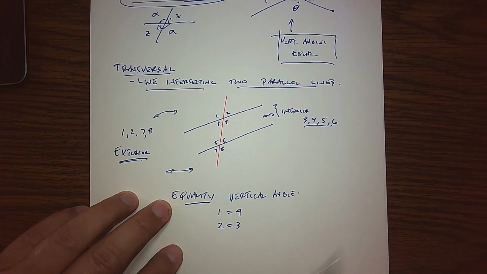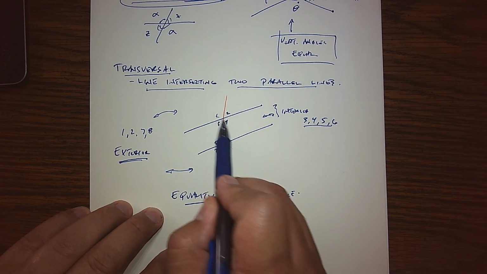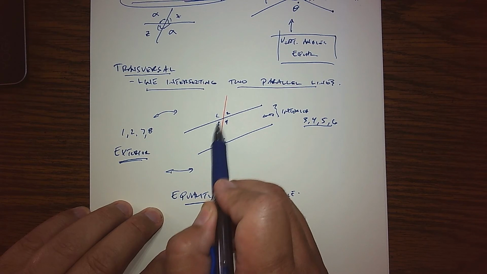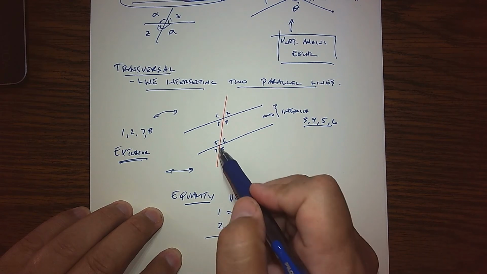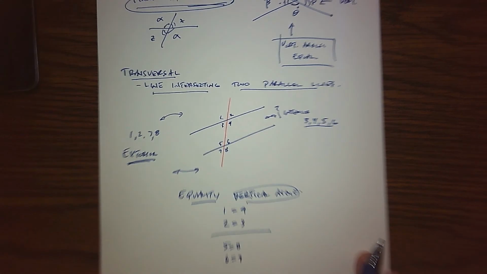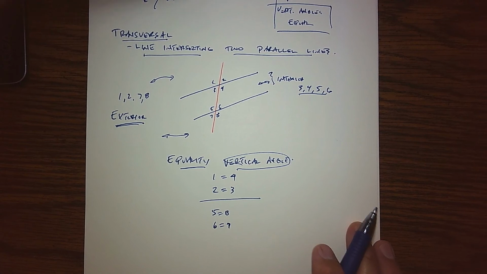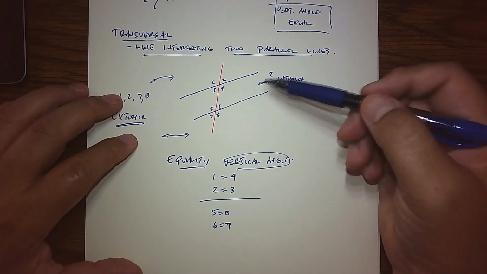Oops, I realize I'm off the page there. I'm sorry. Because of the vertical angle situation here, angle 1 is equal to angle 4, angle 2 is equal to angle 3. And then for the other one, let me draw a line there. For this other set of vertical angles, again, 5 is equivalent to 8, and 6 is equivalent to 7. And again, that's because of the vertical angle situation that's being created. Okay, and then of course, because of those equalities, we have others.